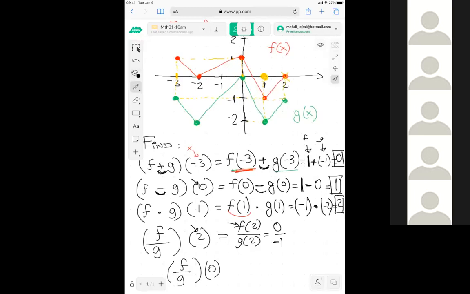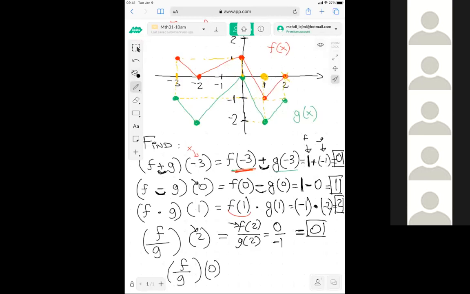So you have to simplify your answer here, because zero over any non-zero number is zero. So this is equal to zero, right? Zero over a non-zero number is always zero.